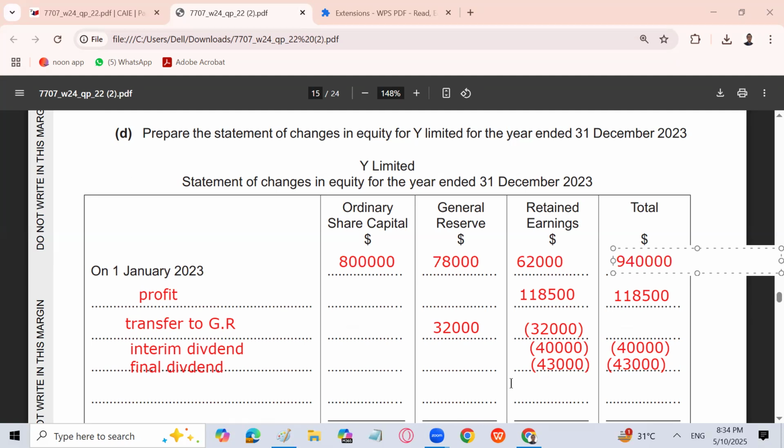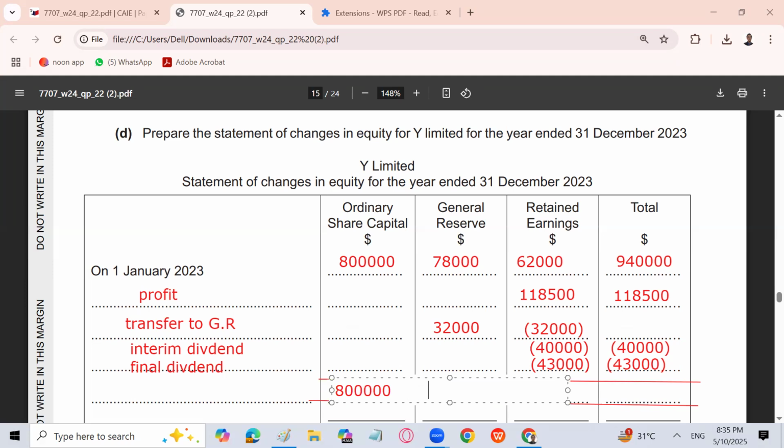Now I'll go for the total of this. Let's do that. Proposed final dividend is not paid, but the dividend has been agreed. That is supposed to be paid in the next year. It will not come. 78 plus 32,000 is going to be 1,10,000. What is the total of retained earnings? Please tell me. 62,000 plus 118,500 minus 32,000 minus 40,000 minus 43,000. Yes, please.